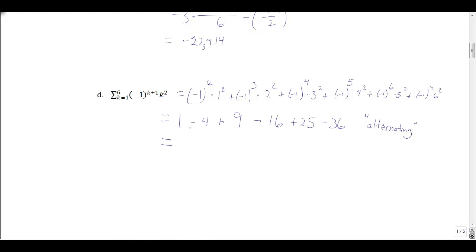Now we could add these up. Let's see, 1 minus 4 is negative 3. 9 minus 16 is minus 7. 25 minus 36 is minus 11. Let's see, 7 plus 3 is 10, plus 11 is 21. So these all add up apparently to negative 21. So that one I can do straightforward here.